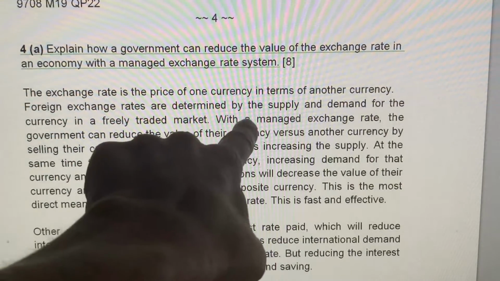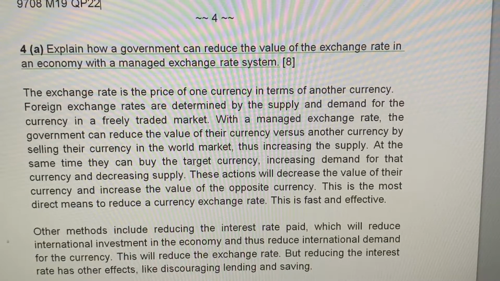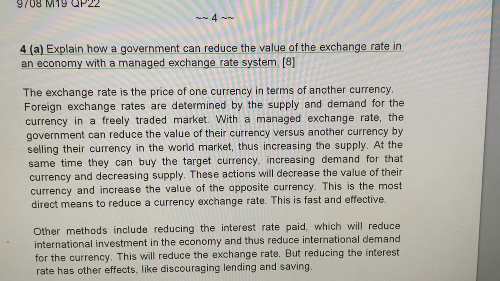But with a managed exchange rate, that's what they talked about here, the government can reduce the value of their currency versus another currency by selling their currency in the world market, thus increasing the supply. At the same time, they can buy the target currency, increasing demand for that currency and decreasing supply. And these actions will decrease the value of their currency and increase the value of the opposite currency. This is the most direct means to reduce a currency exchange rate. And this is fast and effective if you have a lot of foreign currency in reserve.